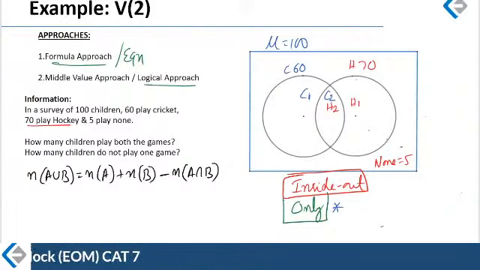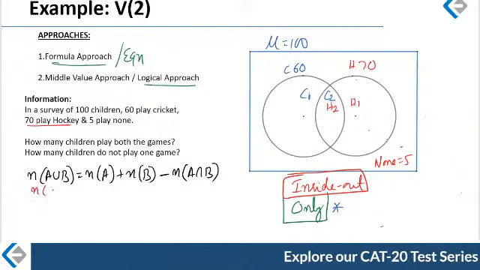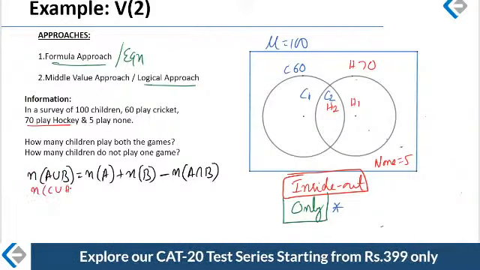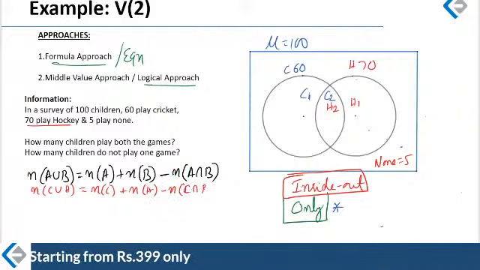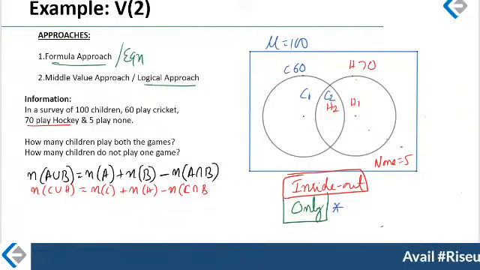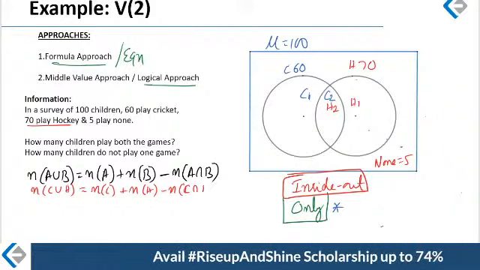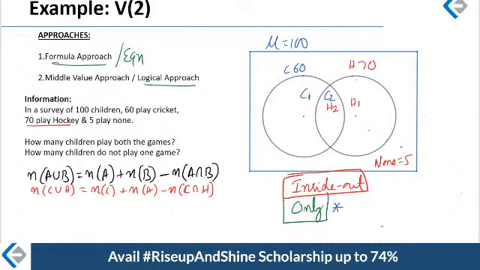Therefore, the number of people who are playing cricket or hockey is nothing but the number of people who are playing cricket plus the number of people who are playing hockey, minus the number of people who are playing both cricket and hockey. This is the set theory formula which you know from your high school.